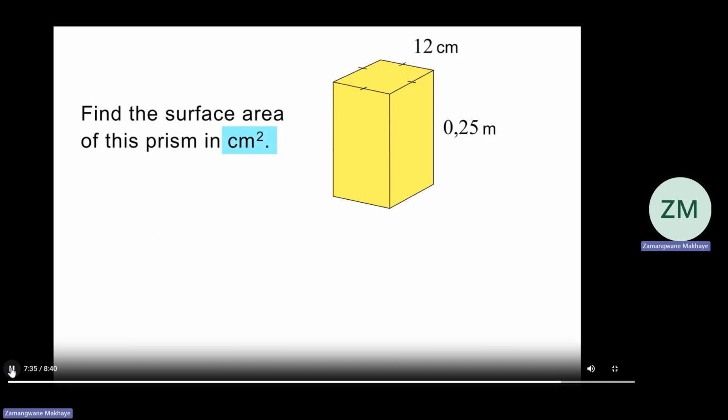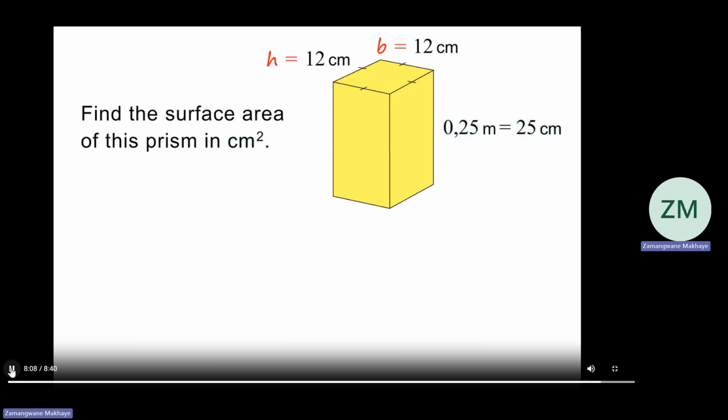We are asked to find the surface area in square centimeters, but one of the dimensions is given in meters. Now what? We need to convert meters to centimeters, which we do by multiplying by 100. So 0,25 meters equals 25 centimeters. You also need to see that we have equal markers on the prism. What does this mean? It means that this length is also 12 centimeters.